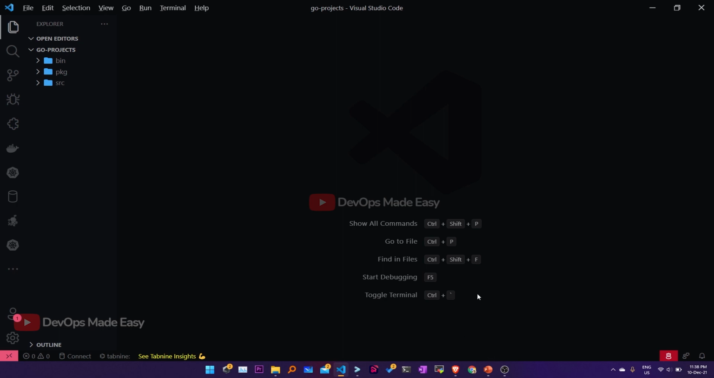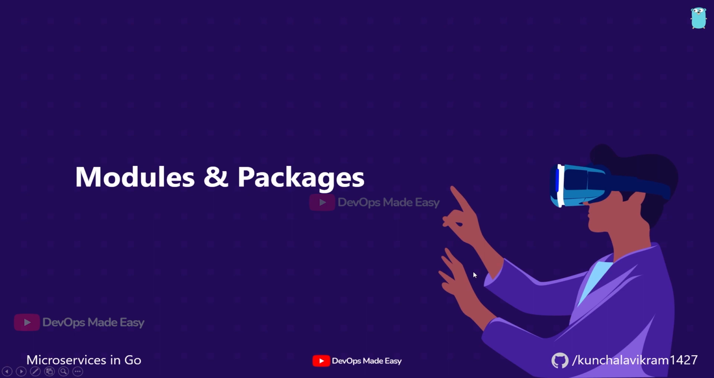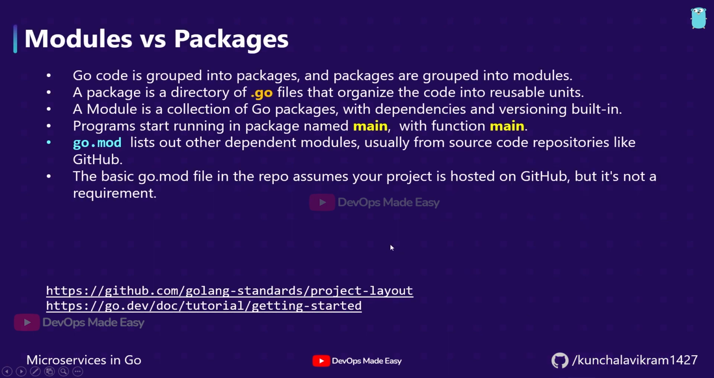Before doing that, let us try to understand what are Go modules and Go packages. Go code is grouped into packages and packages are grouped into modules. That means we have modules at the higher level, and inside the modules we have the various packages. Each package will have the .go files. So a module is composed of packages and packages are composed of Go files. A package is a directory with Go files that organize the code into reusable units. That means that we can reuse the packages. And at the same time, a module is a collection of Go packages with dependencies and other versioning built in.